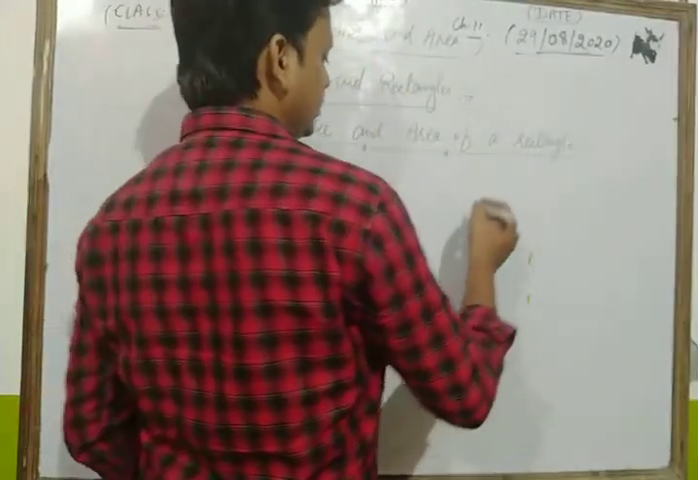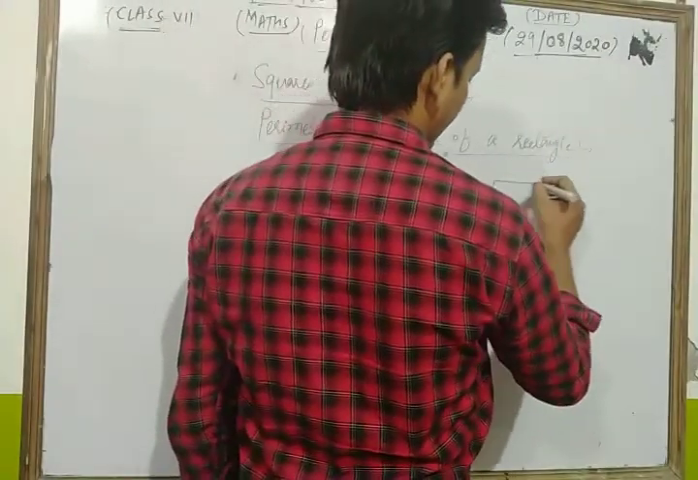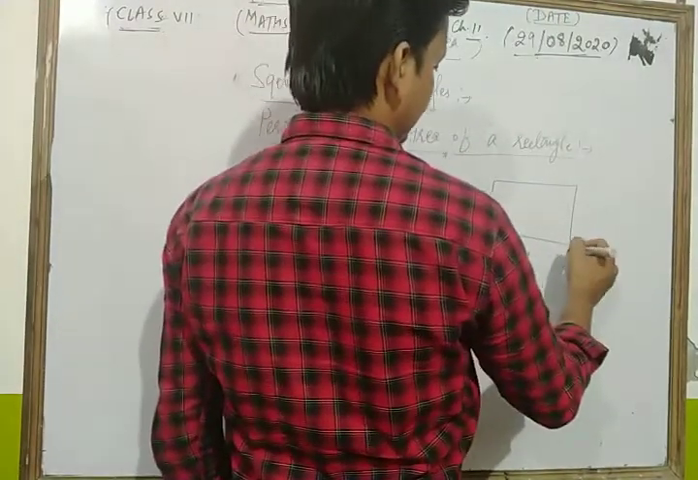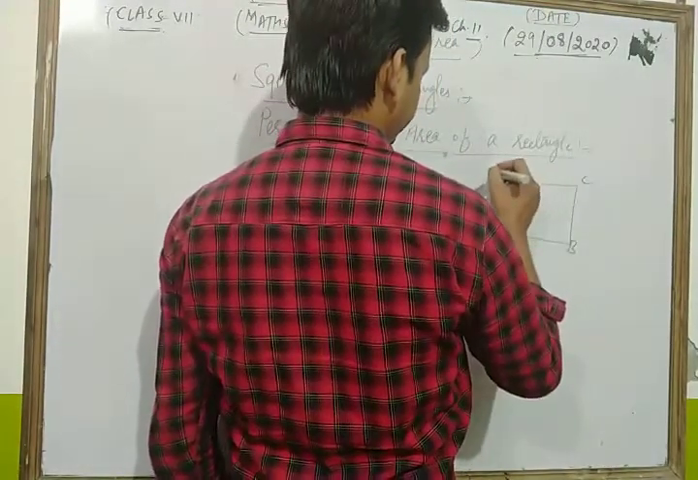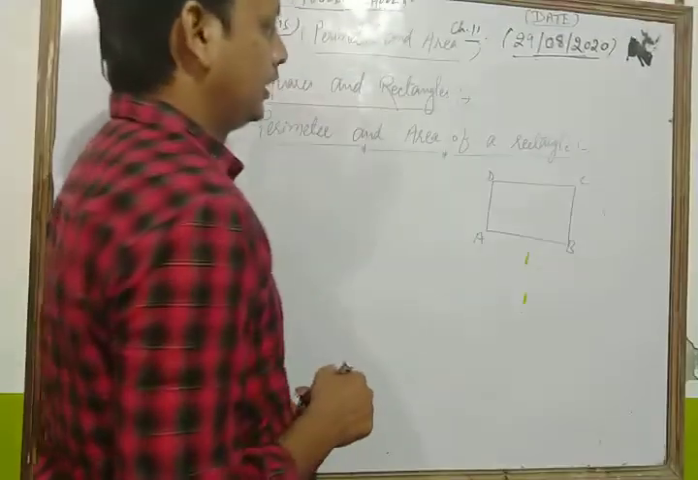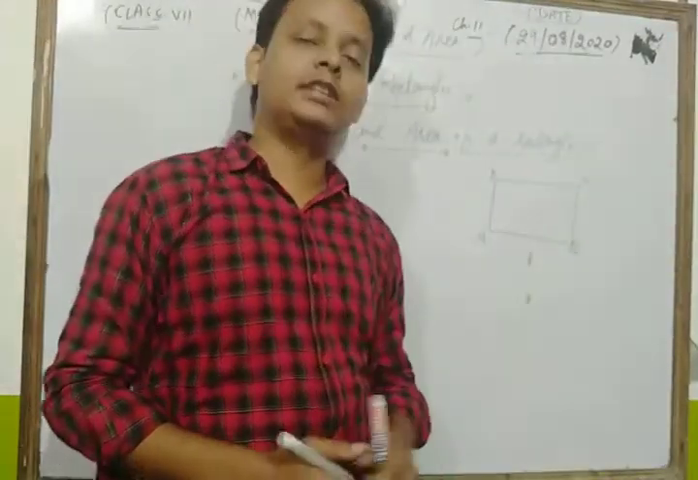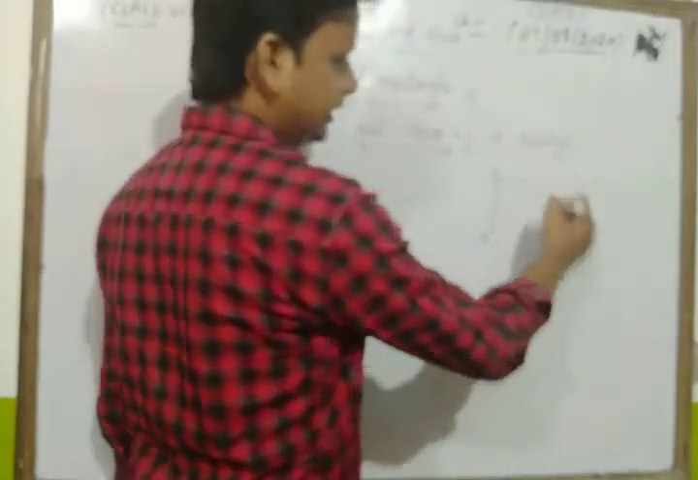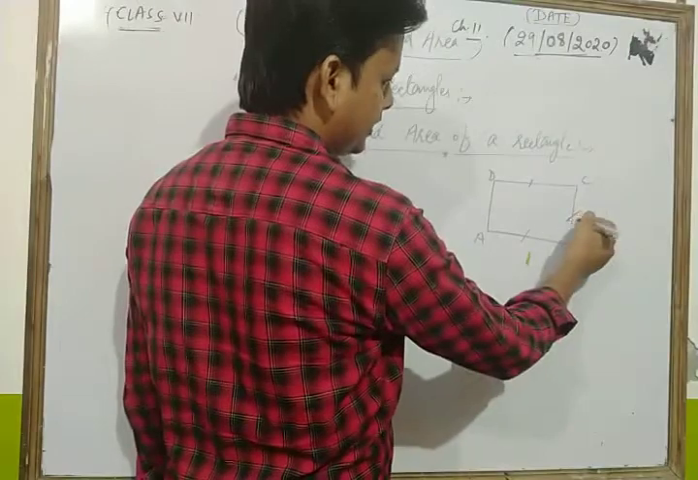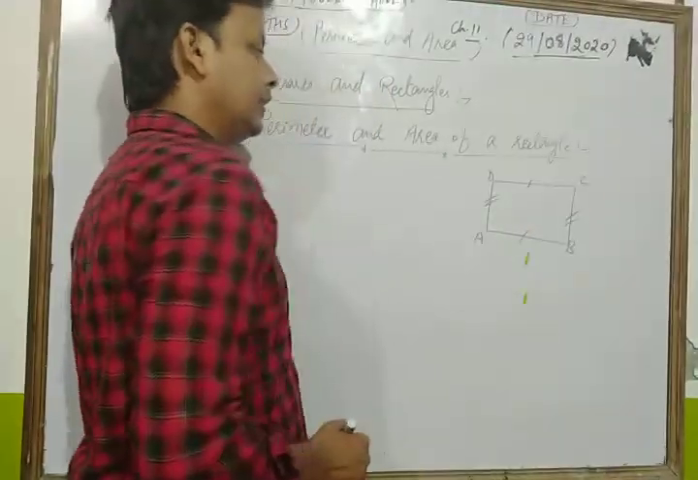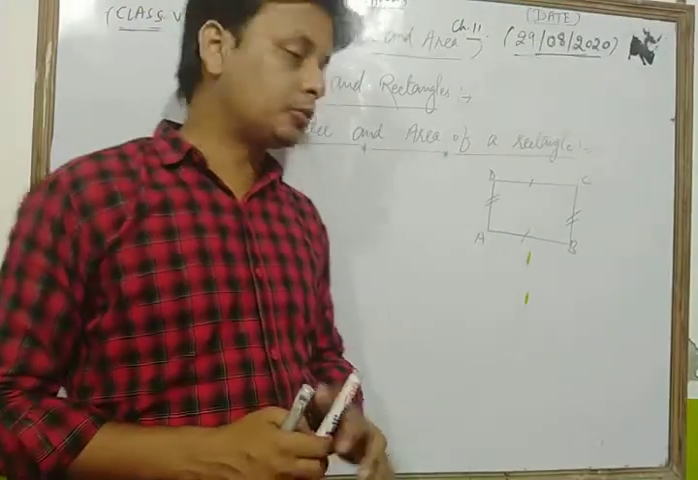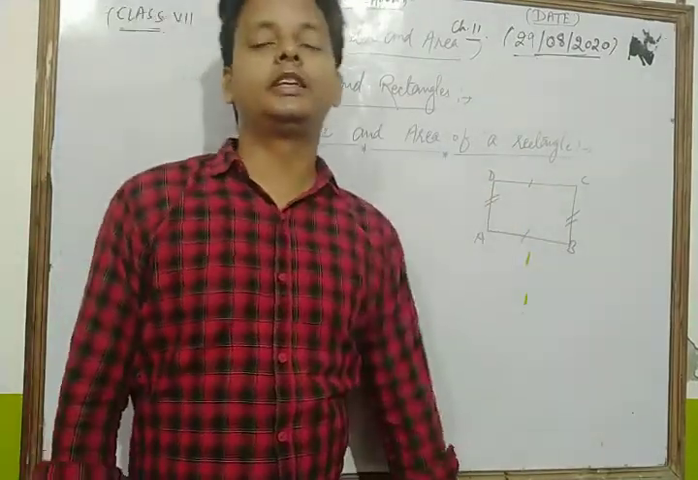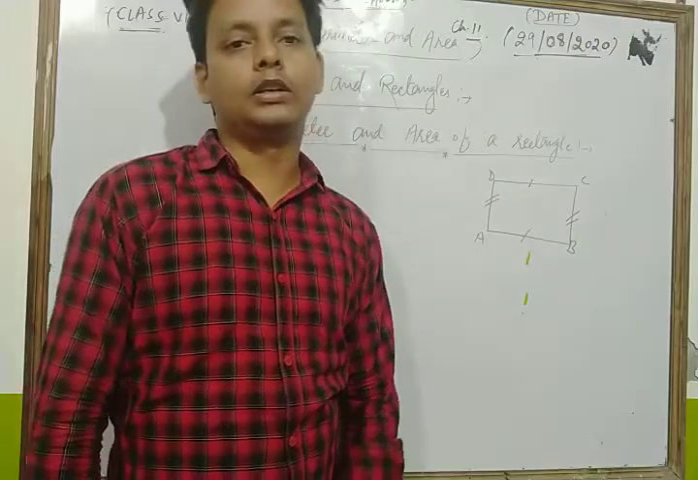So let's see, dear students, let us take A, B, C, D. Here ABCD is a quadrilateral in which side AB is equal to side CD and side BC is equal to side AD. If in any quadrilateral this property occurs, meaning opposite sides are equal to each other, then it is said to be a rectangle.